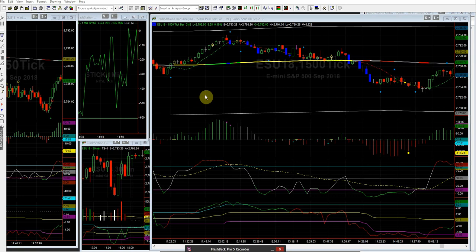Okay, this is the daily money-making setups on the S&P E-mini using the 1500 tick bar chart in the processtrading.com right edge trading system.